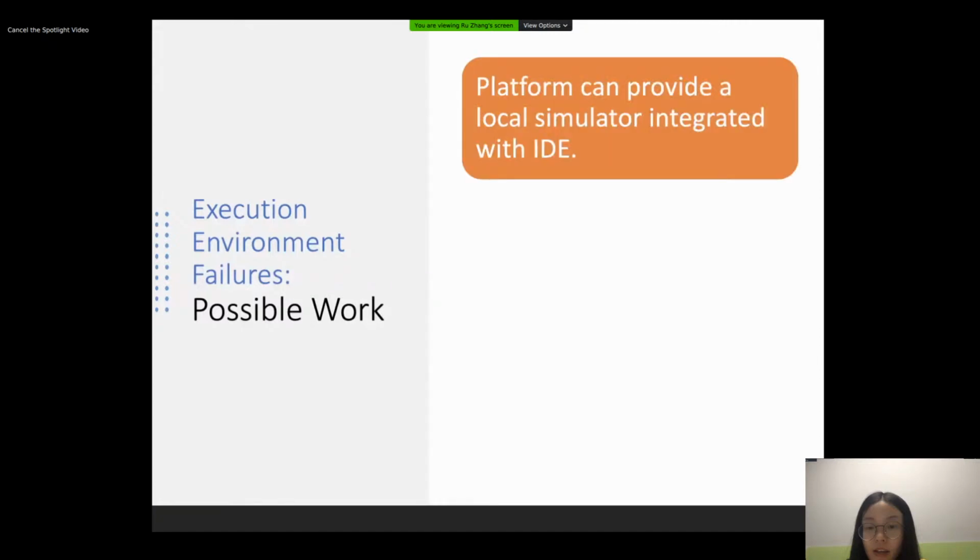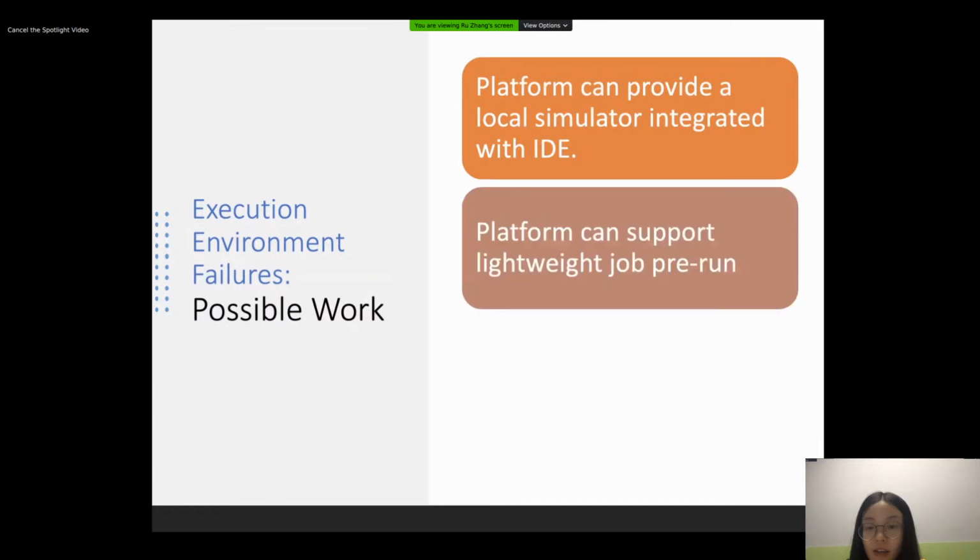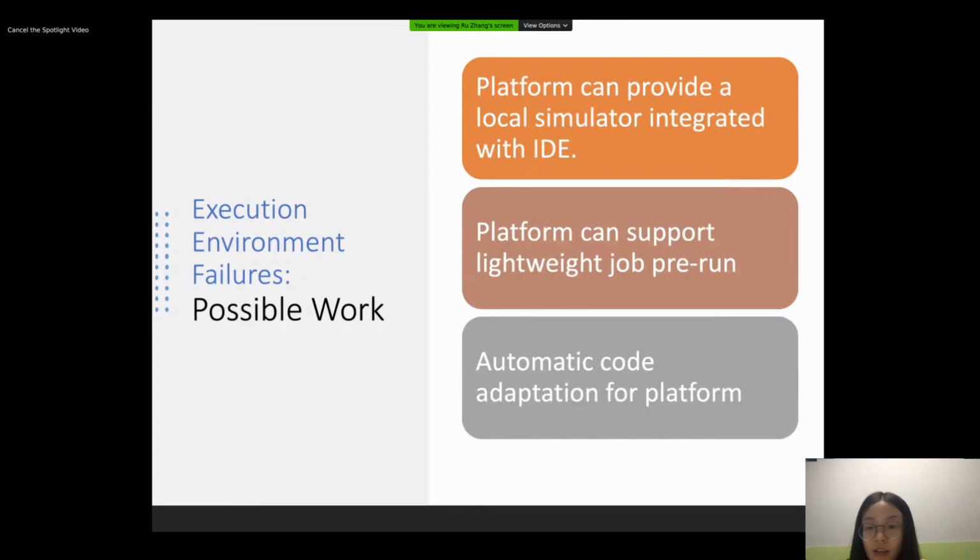Platform can provide a local simulator integrated with IDE to help avoid the... to reserve... access environment. Platform... useful. Conductive studies are as of production... suggest possible tools, but due to the time limitation we cannot cover them in our work.